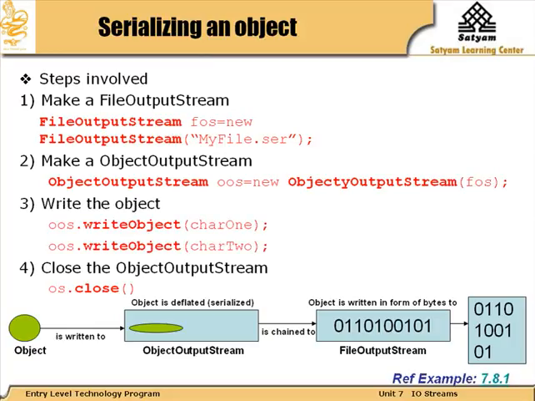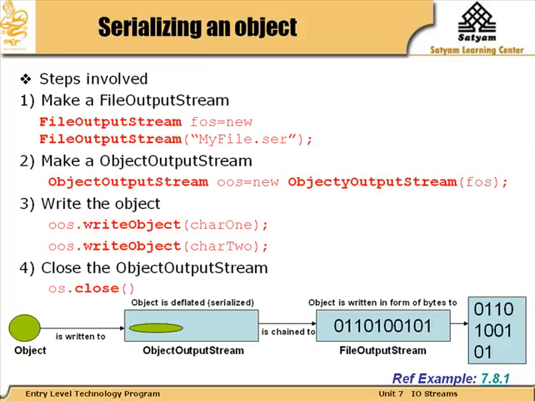Step 3. Write the object you intend to serialize using the object output stream, OOS.writeObject. Step 4. Close the object output stream. The object is first sent to the object output stream, where it is further passed to the destination stream, that is file output stream, which is further sending it to the myfile.ser, that is the file.